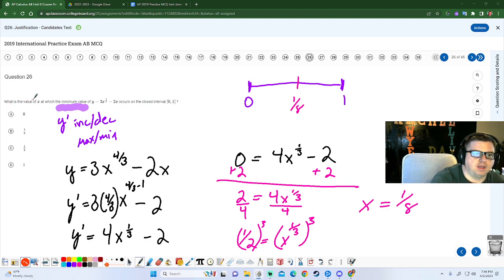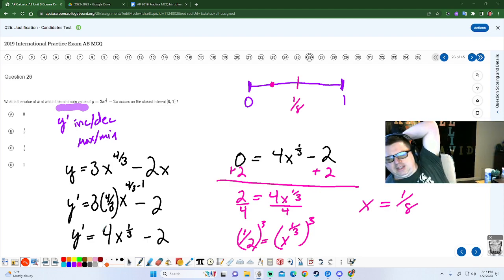And what is the value of x at which the minimum value happens? Well, if this starts high and goes low and then ends high, so if we're going decreasing to increasing, that could play it, but if it goes increasing to decreasing, then both of these are at play for our minimum value. So we really need to know what the direction is. So what we're going to do is take some number in between 0 and 1/8 and plug it back into our derivative function.